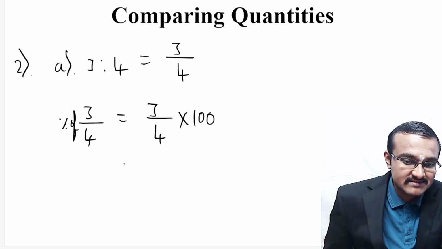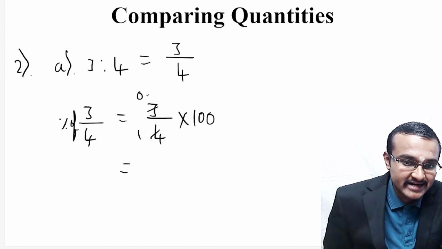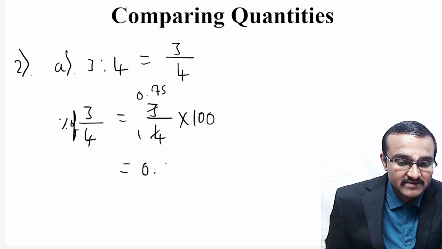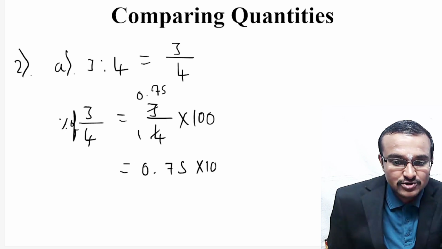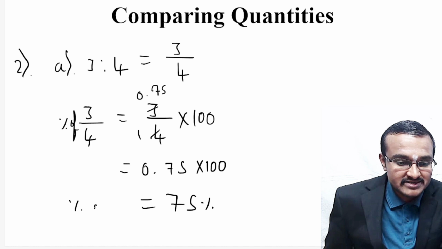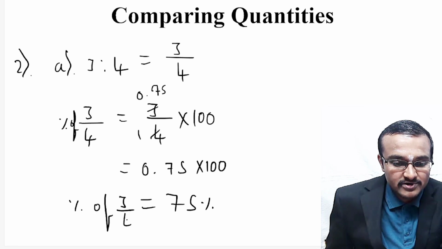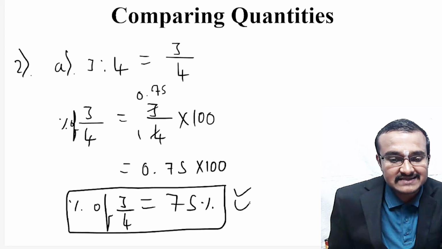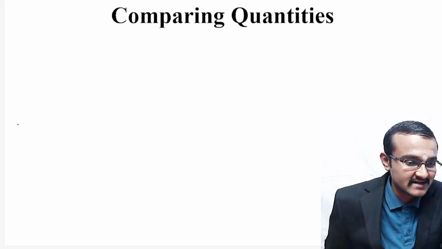So the percentage of 3 by 4 is 3 by 4 into 100. What is 3 by 4? 4 ones are 4; here it cannot go with 3, so you take a point and it becomes 30. 4 sevens are 28, 2 will be remaining. Since the point is there, it becomes 20. 4 fives are 20. So 3 by 4 is 0.75 into 100, which is 75 percent. This is the answer for the A question in the second question.